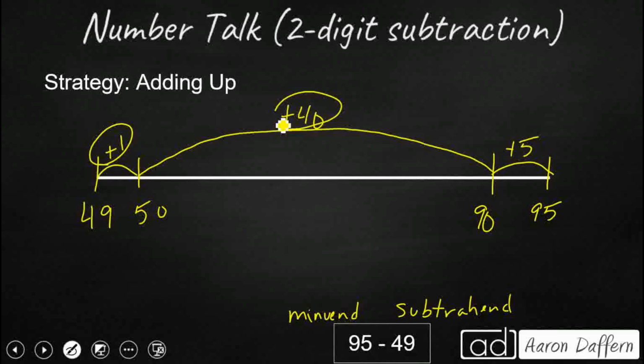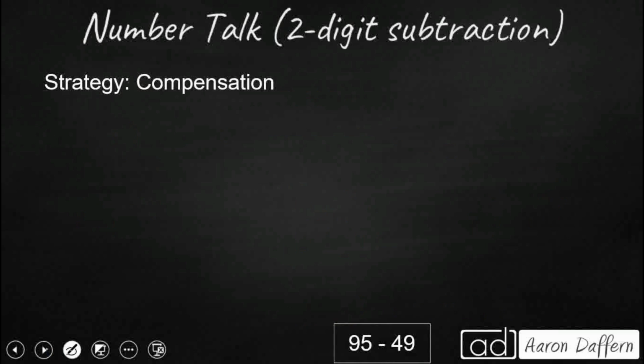So we add this up. We've got a 1. We've got a 40. That's 41. Add that 5. That's 46. So hopefully you got that difference when you were subtracting in your head. 95 minus 49 makes 46.